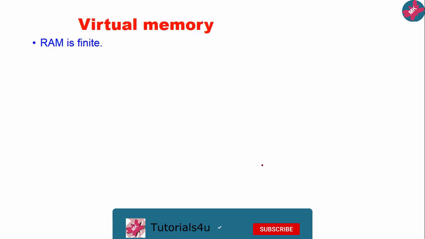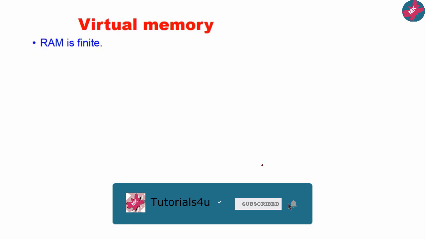Now suppose a programmer wants to write a very large program, so he or she will require a lot of memory. Now if you just limit it to physical memory, that is our RAM, it means that one cannot write a larger program. So virtual memory is a kind of an illusion. It gives an illusion to the user that you have a lot of memory, and then any programmer can write large programs.